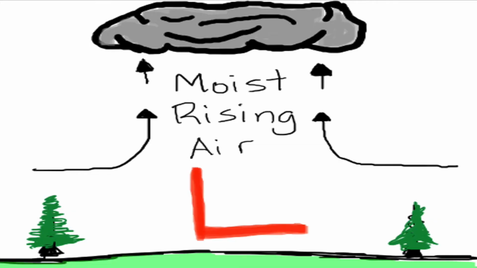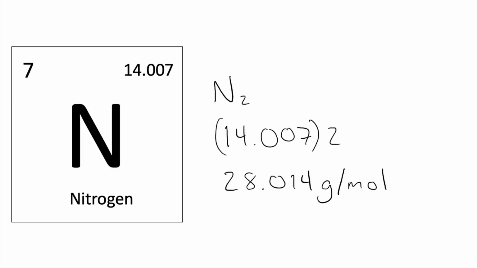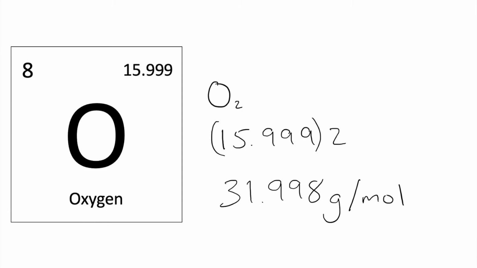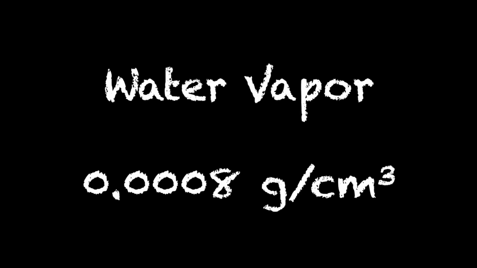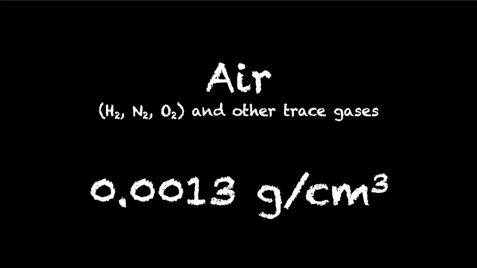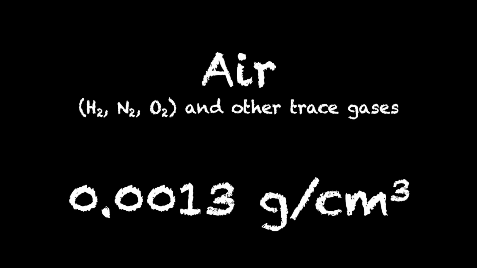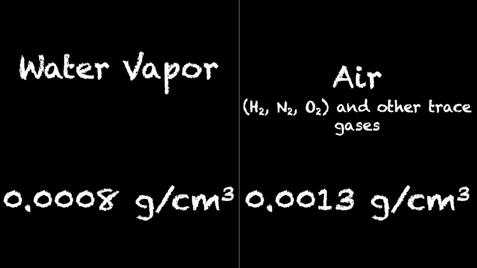Wet air is less dense than dry air. The reason is that the weight of the water molecule is far less than the weight of nitrogen or oxygen molecules. Water vapor has a density of about 80 thousandths grams per cubic centimeter. In comparison, air has a density of about 13 thousandths grams per cubic centimeter. Water vapor is significantly less than air.